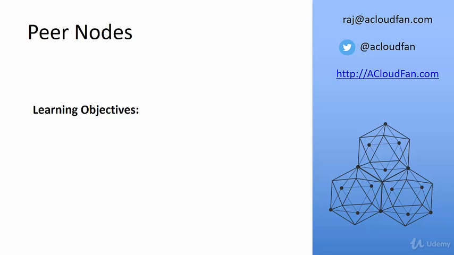Peer nodes. In the last section, I gave you an overview of the three different types of nodes: client node, peer node, and the orderer node. Focus of this lecture is the peer node. In this lecture, you'll also learn about two special types of peer nodes: the anchor peers and the endorsing peers.